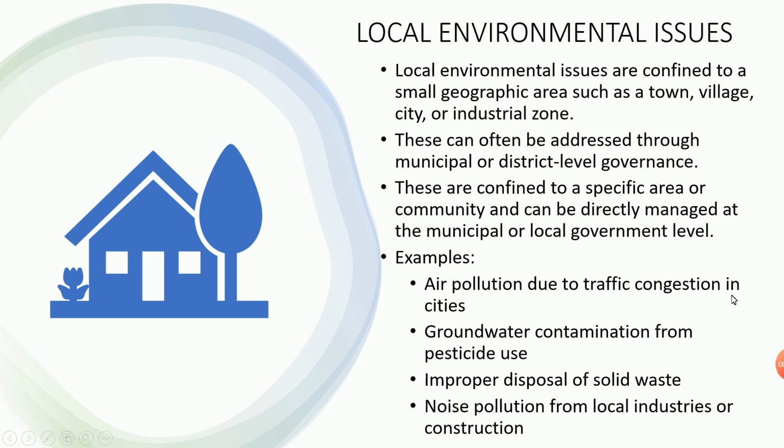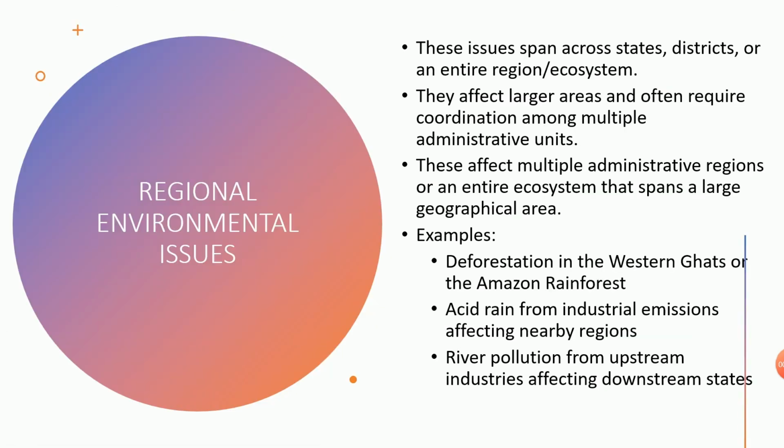Air pollution due to traffic congestion in cities like Bangalore, Delhi, even Chennai also. The traffic congestion creates very heavy air pollution, which endangers the people living there. But that particular air pollution is caused in that particular city only. So that is a local environmental issue. Next, groundwater contamination from pesticide use, improper disposal of solid waste, noise pollution from local industries or construction. So these are the local environmental issues.